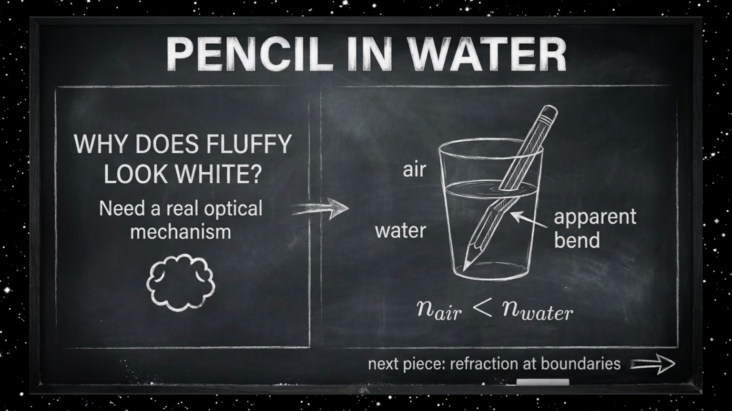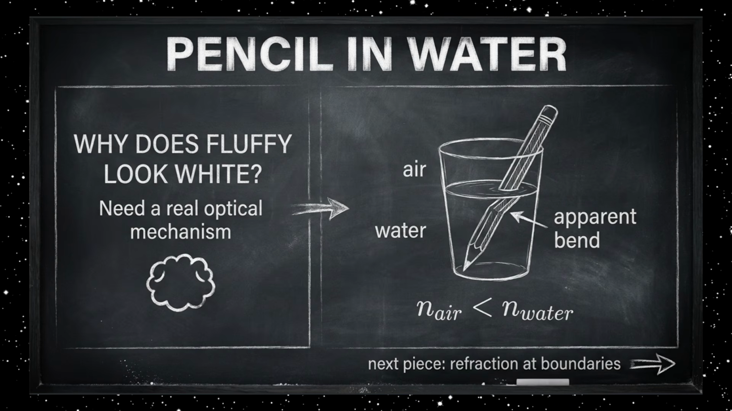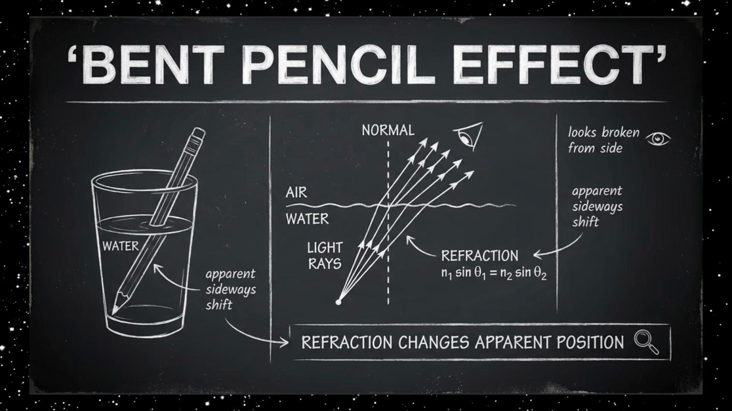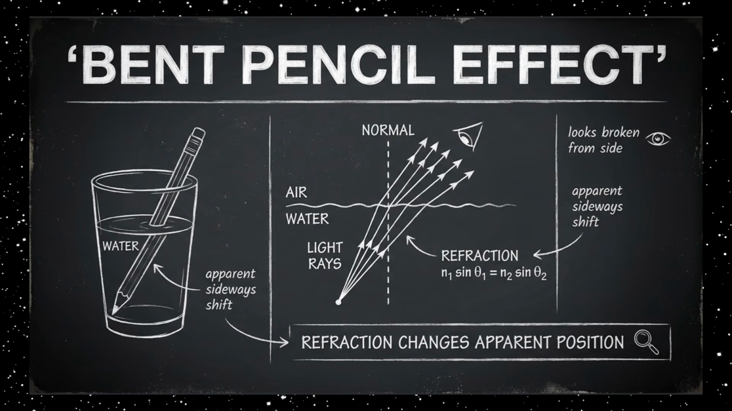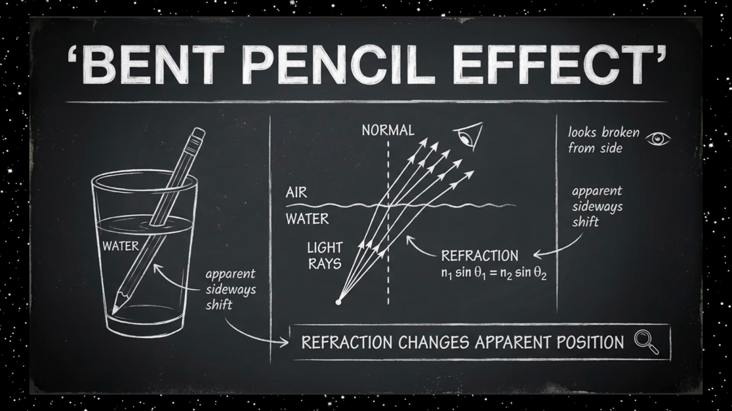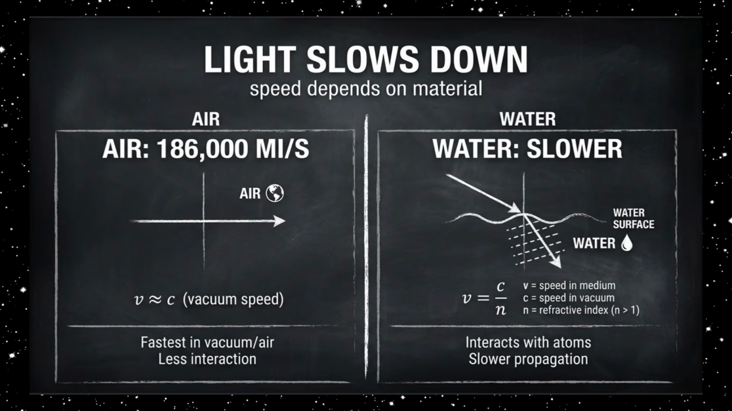But I have to add one piece first. Pour yourself a glass of water and stick a pencil in it. Look at the pencil from the side. The pencil looks broken. The part above the water and the part below the water do not line up. The part underwater looks like it has been shifted sideways. We have all seen this since we were children. We do not even think about it anymore.